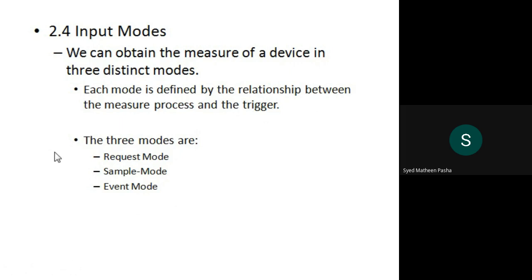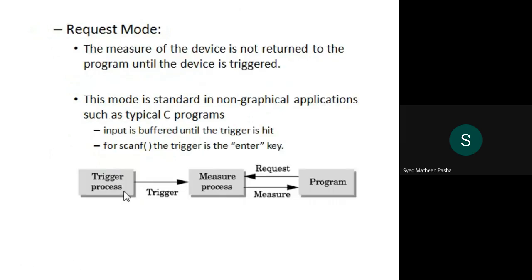So the three different modes are request mode, sample mode as well as event mode. We'll check out one by one in detail. So what is request mode? The measure of the device is not returned to the program until the device is triggered. That is, the measure we use in the device while executing a program is actually not returned till the device is triggered.